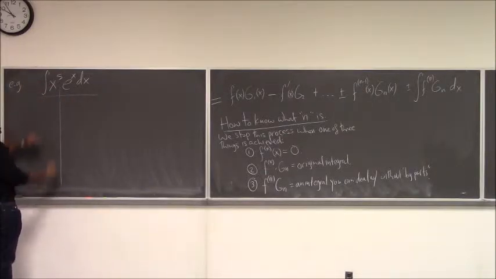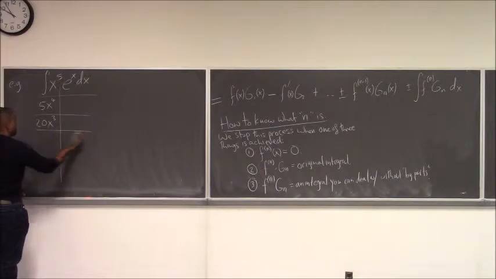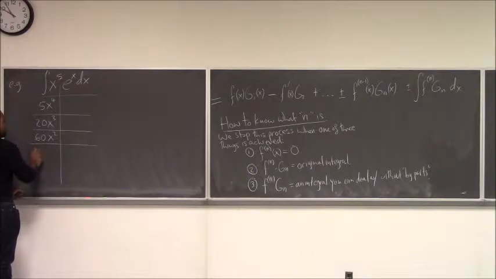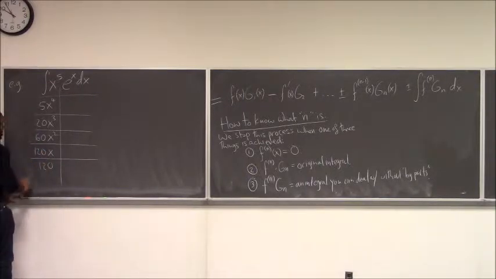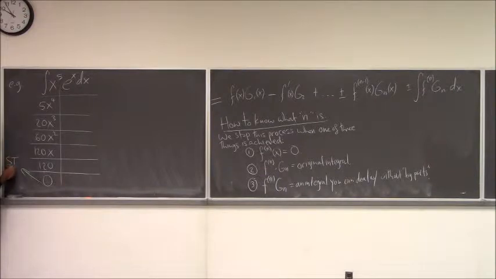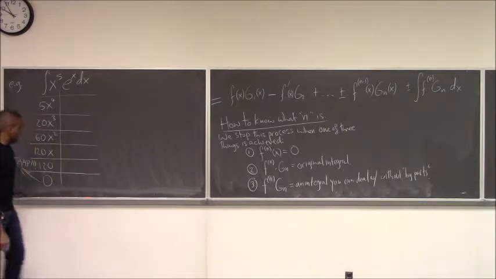So differentiate this, get 5x to the fourth. Differentiate that, get 20x cubed. Differentiate that, I would get 60x squared. Differentiate that, I would get 120x. Differentiate that, I would get 120. Differentiate that, I would get 0. Stop! How do you write that? Once you hit 0, this is one of the situations where you know to stop.